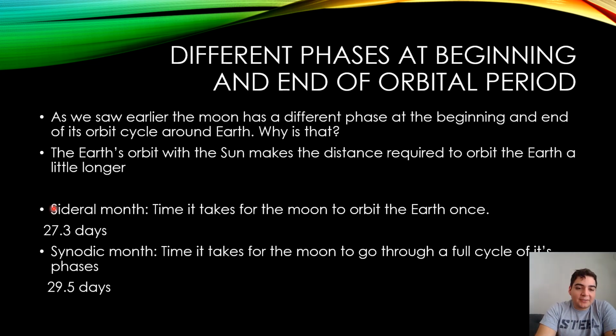So officially, we know that the sidereal month, which is the time it takes to orbit the Earth once, is 27.3 days. And then our synodic month, which is the time it takes for the moon to go through its full phase cycle, is 29.5 days. So a difference of about 2 days, which adds up.